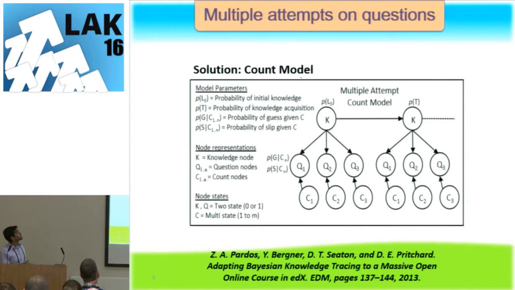To face the multiple attempts on questions, Pardos et al. came up with a count model. He needed to face that challenge when he adapted Bayesian knowledge tracing to MOOC environments, and he also had multiple attempts for each question of the students. So we also faced that challenge, and the idea behind the count model is that they introduced a count node and they learned the probability of guess and the probability of slip for each attempt of a student.